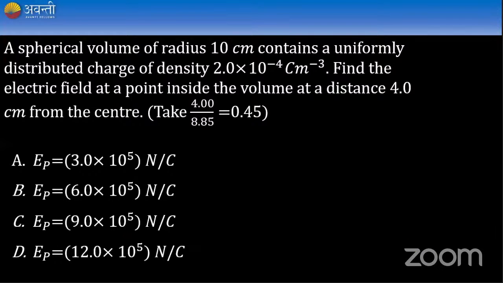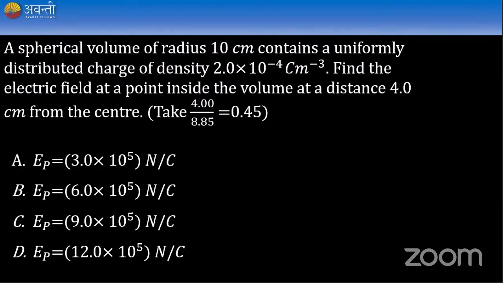Okay, next I have one more question for you guys. Please try to solve this question. A spherical volume of radius 10 centimeter contains a uniformly distributed charge density of 2 into 10 power minus 4 coulombs per meter cube. Find the electric field at a point inside the volume at a distance 4 centimeter. So we had just derived an expression for electric field inside a sphere. So please try to use the same formula to find this.